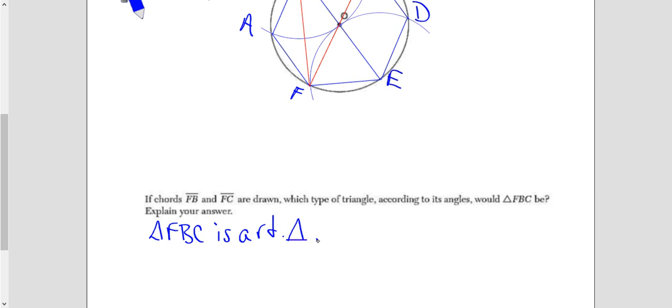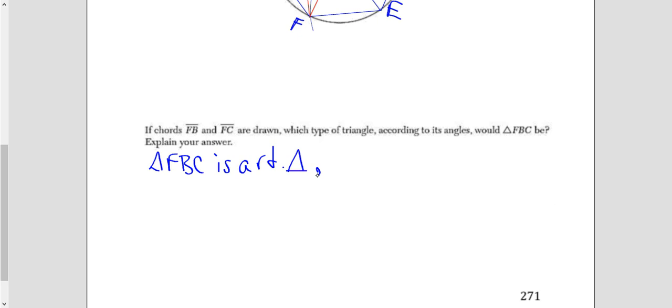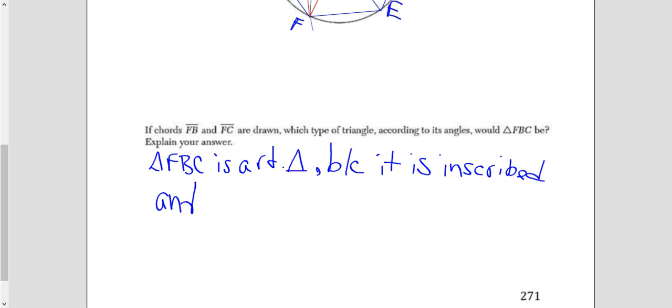And there's two parts to it. Look back on your notes page. What are the two parts? Why? First of all, it's inscribed, and one side is the diameter. So you need both of those in your explanation, right? Because that's what's required. So, FBC is a right triangle, comma, because it is inscribed and one side is a diameter.